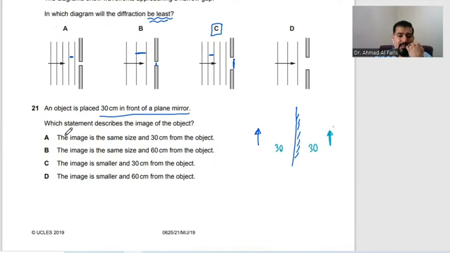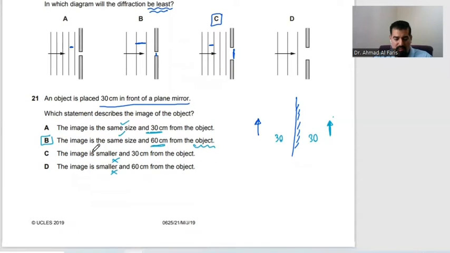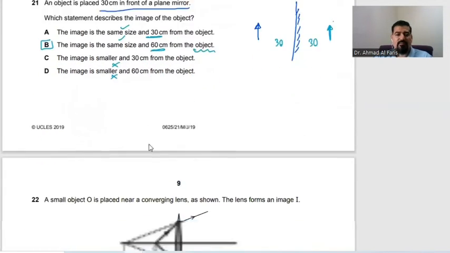What do they ask here? The image is the same size and 30 centimeters from the object? No. Same size, yes, but 60 centimeters from the object; from the mirror it is 30 centimeters. The image is smaller, no. So the correct answer is what? Thank you, Saif and Hamad, it is B. Yes, for 21 the correct answer is B.